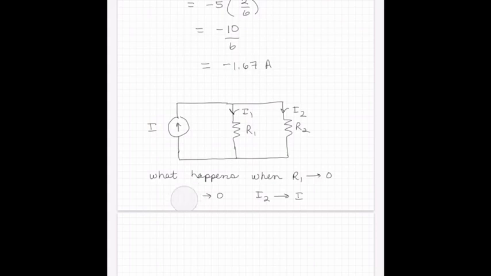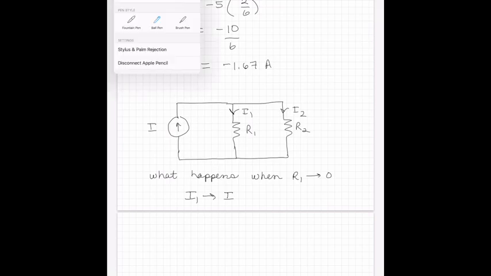Cut. I said that wrong. When R1 goes to 0, okay, you might have a little blip in the audio on this. I had to stop for a second and make a small correction. So just note that that might have happened.